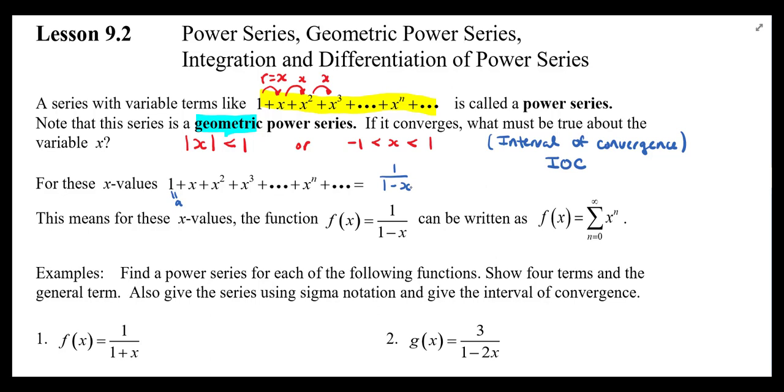So three things here. This is the same as that, which is the same as that. These three things that I highlighted here in yellow all represent the same thing. They represent this geometric power series. So we need to know how to play around with these three forms of the power series.